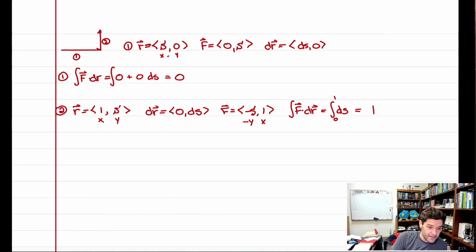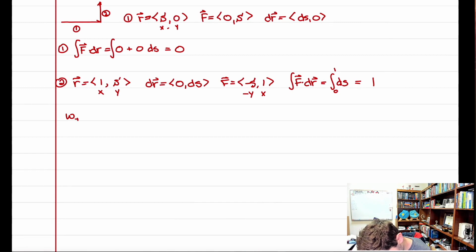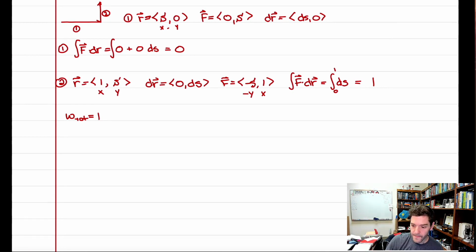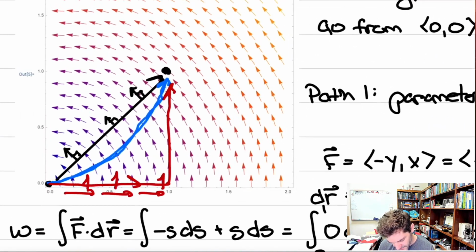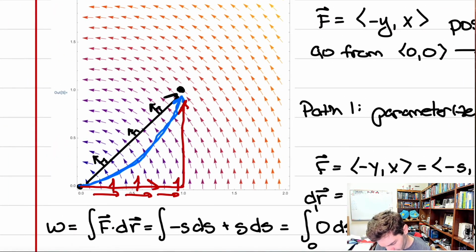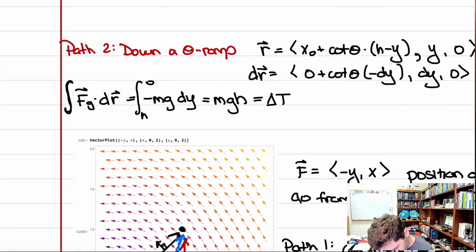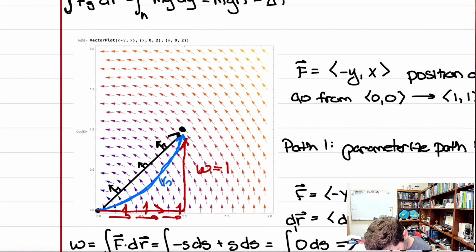So in this case, the total work being done is just 1, right? The sum of the two components. Notice that different paths resulted in different values of the overall work being done. It seems like the red gave a work of 1. Blue, what did we say blue was? A third. Blue gave a third. And black in this case gave 0.